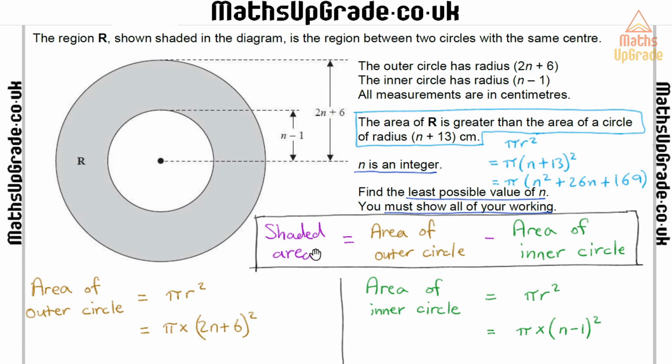Now I need to recognise that the shaded area here is the area of the outermost circle with this radius, subtract the area of this white circle in the middle with that radius there. So if I can find those areas, and if I can subtract them, I'll get the shaded area. I can then relate that to the area of this circle which I found in blue.